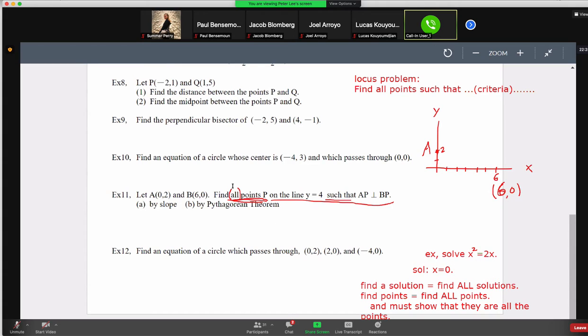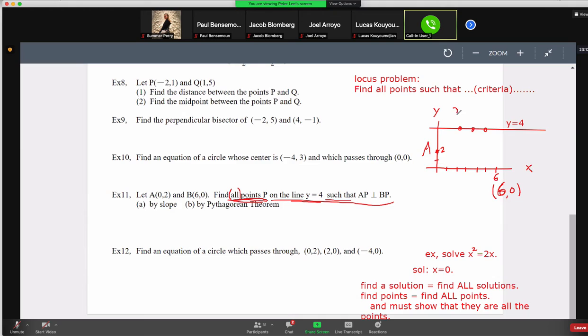Okay, now what is the question? Now we have A and B. Now find all points P on the line y equals 4. So it looks like we have a line here. The line is now, sorry, y equals 4, not x equals 4. And now our job is to find the points P, or all points P, on the line y equals 4. That means the point could be here, or here.